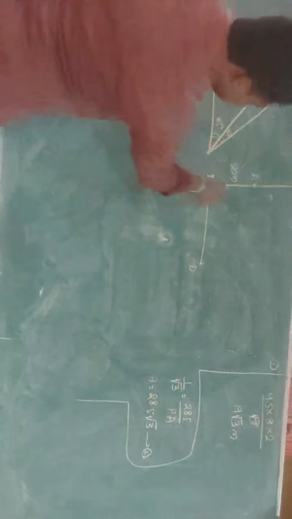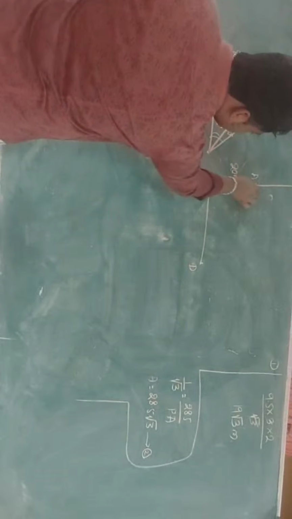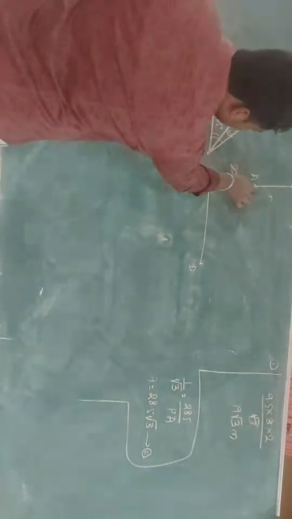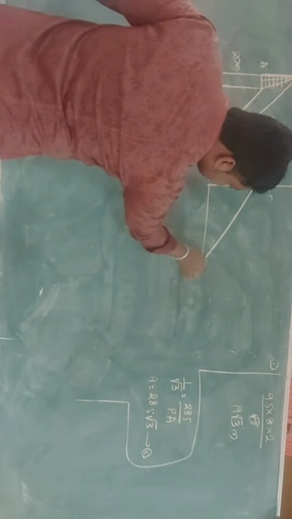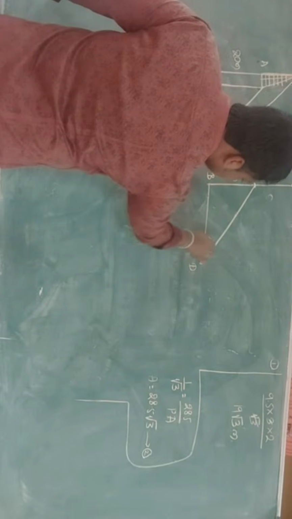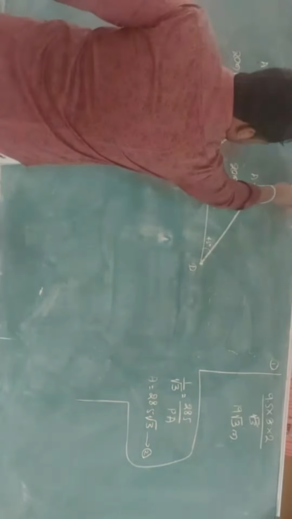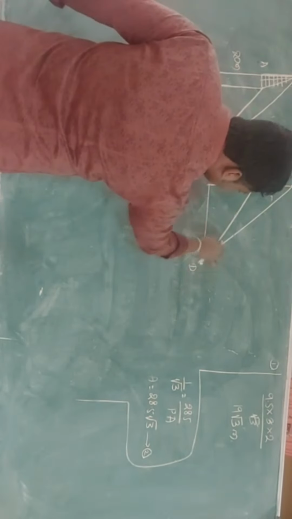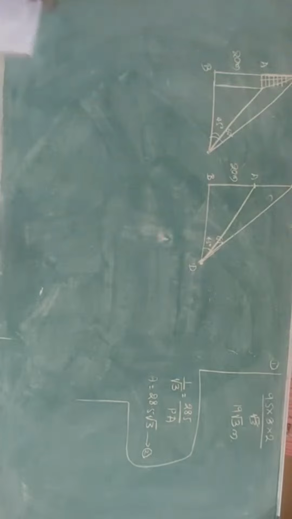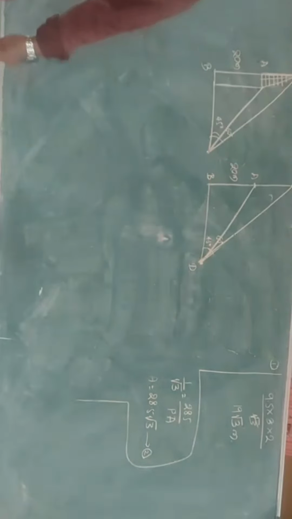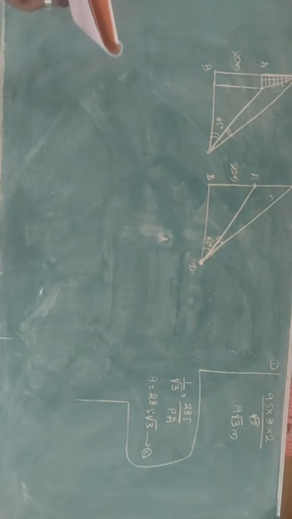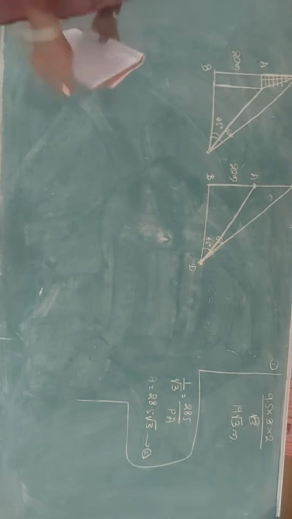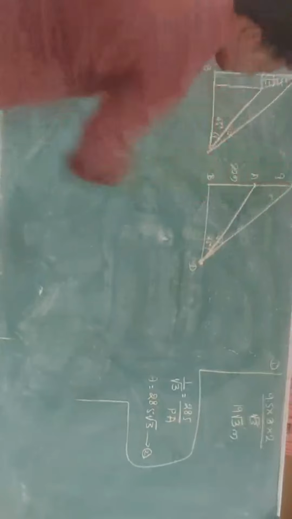Here is a point D on the ground. A is the bottom of the tower and C is the top of the tower. So the angle of elevation from the bottom of the tower to the point on the ground is 45 degrees, and the angle of elevation from the top of the tower to the point on the ground is 60 degrees. So this is the rough diagram. They ask us to find the height of the tower. This one we can calculate.